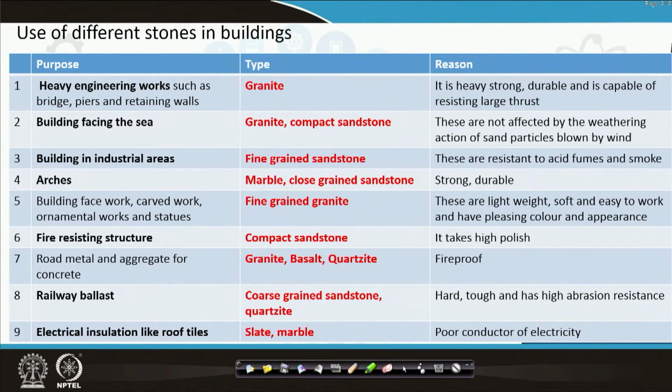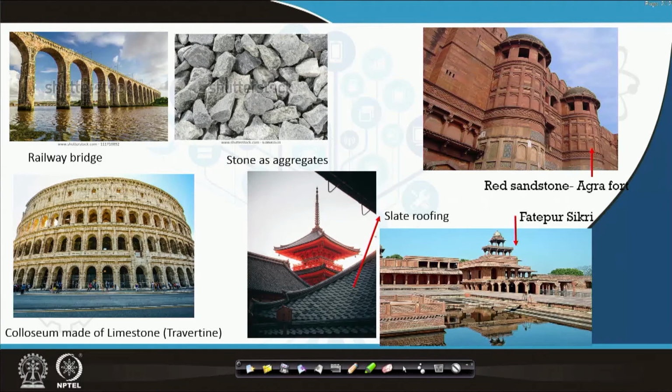So, it is a poor conductor of electricity and it is recommended for any kind of layer which is insulating against electricity. So, slate is recommended for roofs, slate is recommended for any kind of electrical conduiting through that stone. Let us see the pictures.